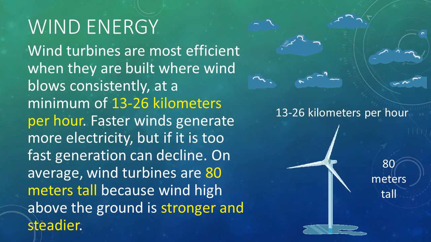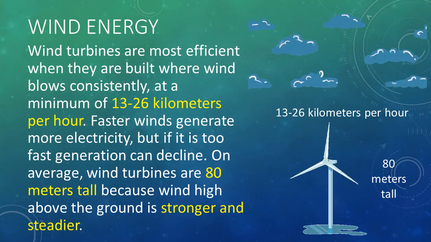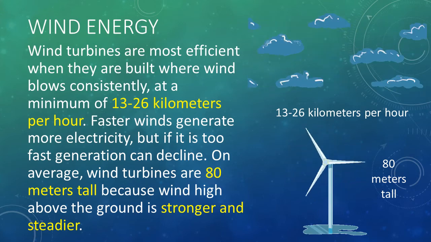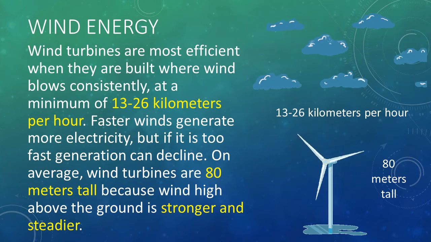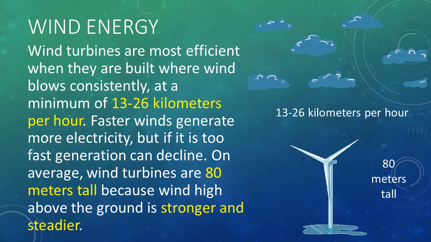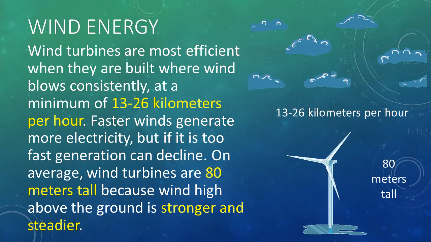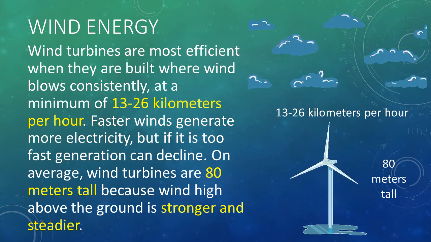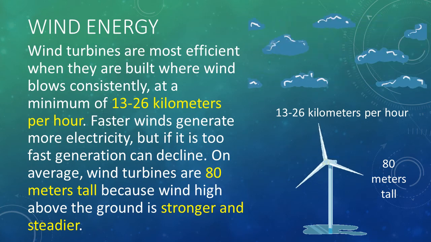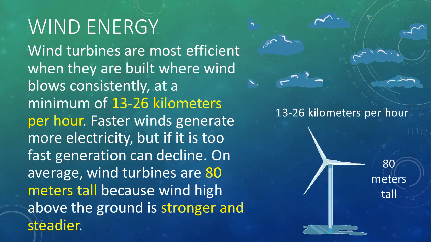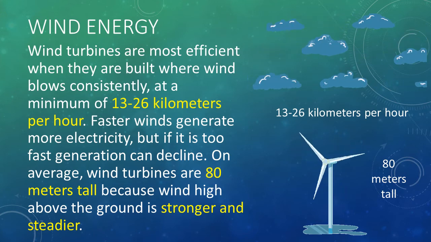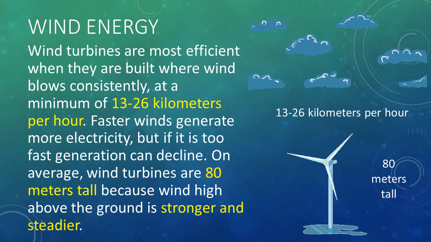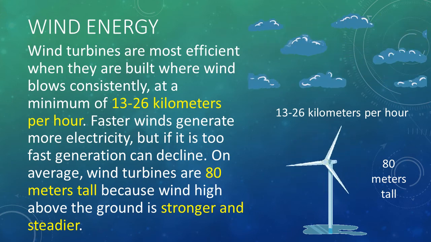Now, in terms of the factors I alluded to, wind turbines are most efficient when they are built where wind blows consistently. So we want wind to be blowing or air to be moving often, regularly, every day if possible. In addition, that wind must blow at a minimum of 13 to 26 kilometers per hour. Faster winds generate more electricity, but if it is too fast, electric generation can decline.